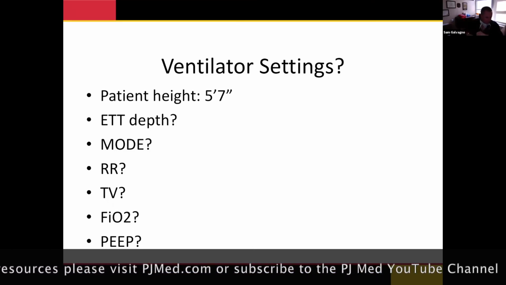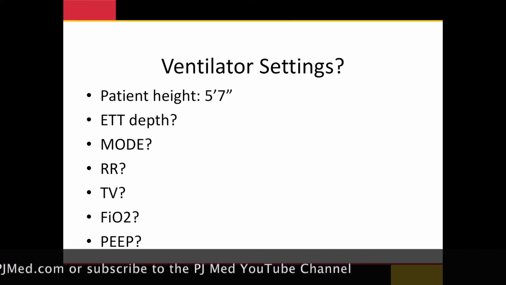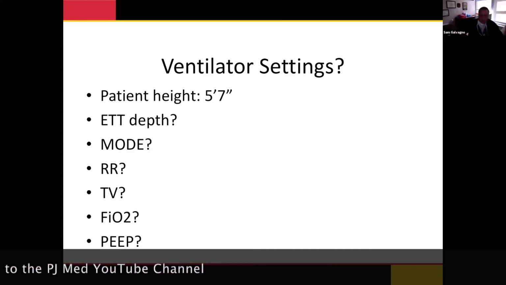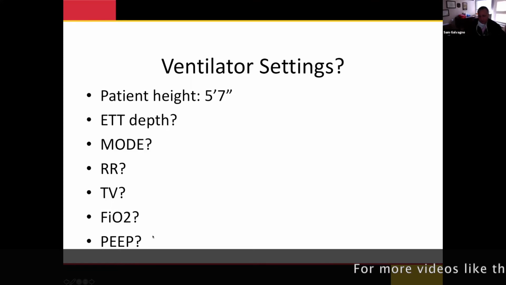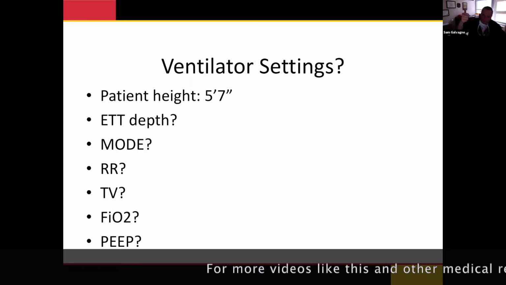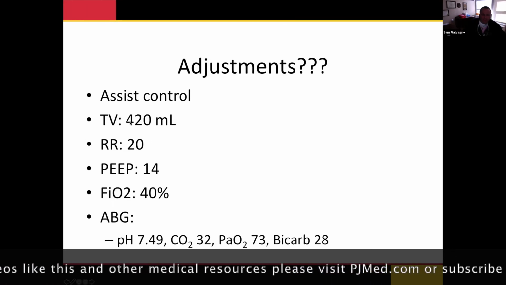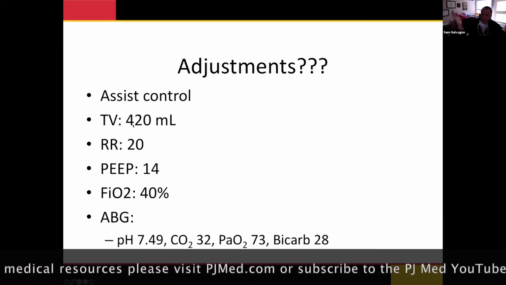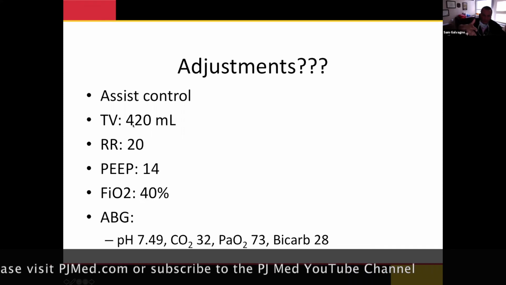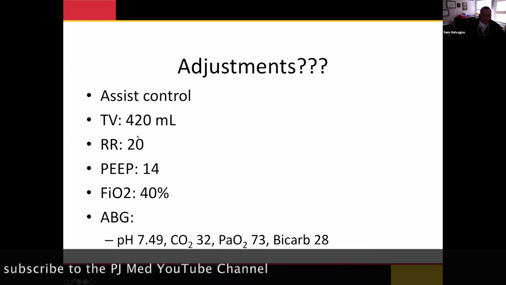Any thoughts? Assist control. Okay, assist control again, no problem. And then like we talked about with the PEEP, adding in a 5 PEEP is always a good place to start, and you can work on titrating that up. So this time they did choose assist control. They chose a tidal volume of 420. So you said 400, so they chose 420. The rate was 20.